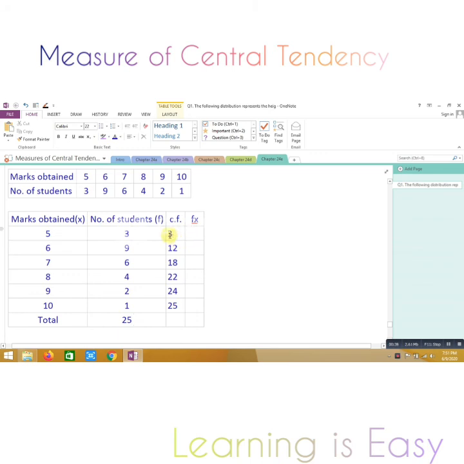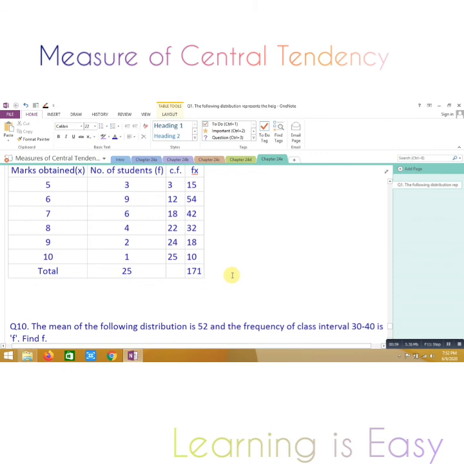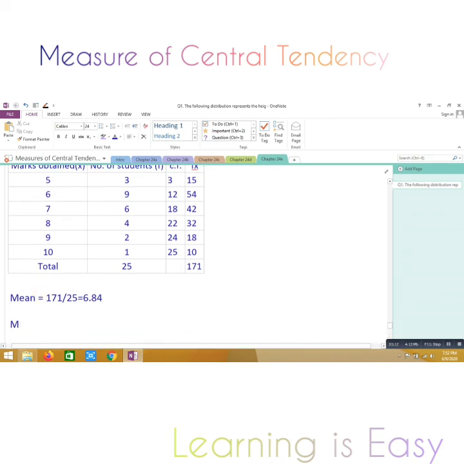We need to calculate the fx. 3 is 15, 54, 9 6s are 54, 7 6s are 42, 8 4s are 32, 9 2s are 18, and 10. We need to sum up the fx column, that's 171. So first we need to calculate the mean, that is 171 divided by 25, that's 6.84.